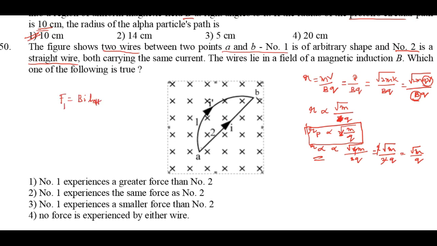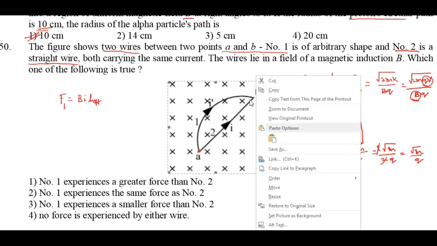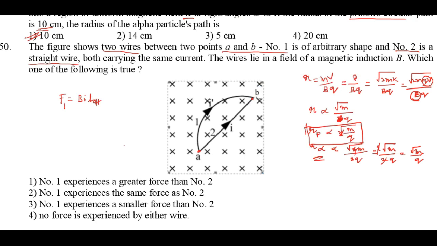Now for the first one, the initial point is A and the final point is B. So the force on 1 will be equal to the force on 2, because the initial points and final points for both of them are the same. So the length for this one and 2, we have to consider as the same. So number 1 experiences the same force.